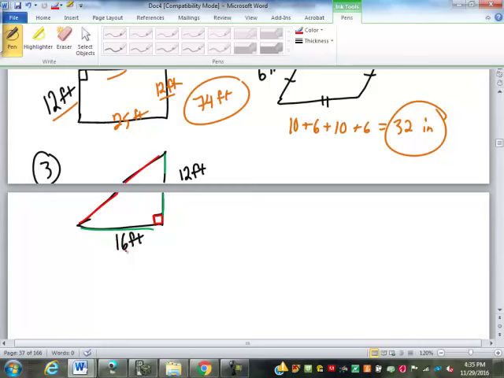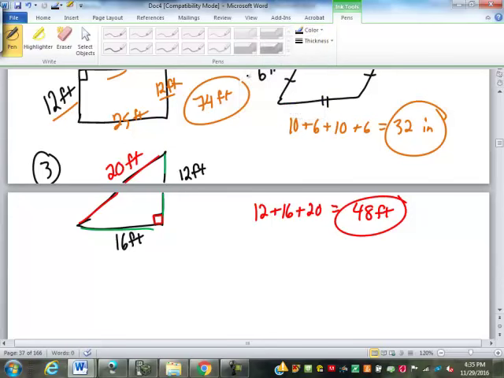A squared plus B squared equals C squared. If we do that, we end up getting that this is 20 feet. So we add those up. 12 plus 16 plus 20 is 48 feet. Any questions?